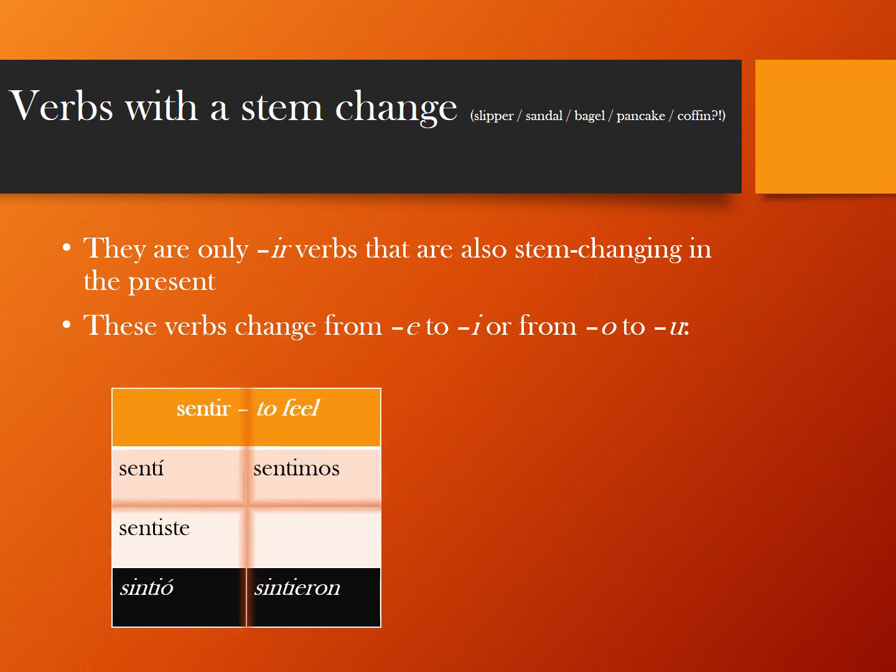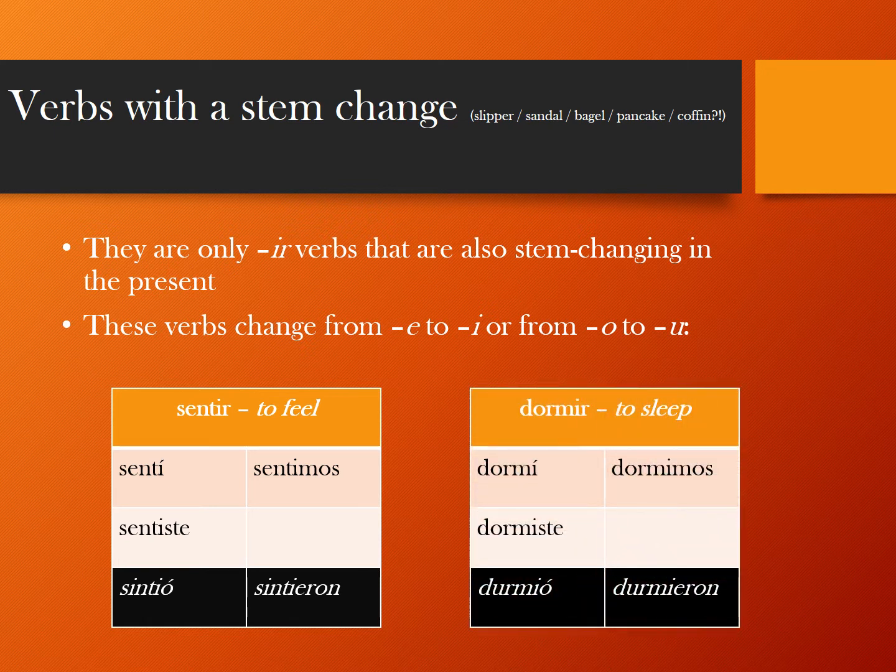And then the change is just going to be E to I or O to U. So sentir, sentí, sentiste, but sintió, sentimos, but sintieron. And then dormir, dormí, dormiste, but durmió, D-U, not U-E, just U. Dormimos, durmieron. And if you circled the two at the bottom, you could call it a sandal verb if you're keeping in the footwear theme, or slipper.